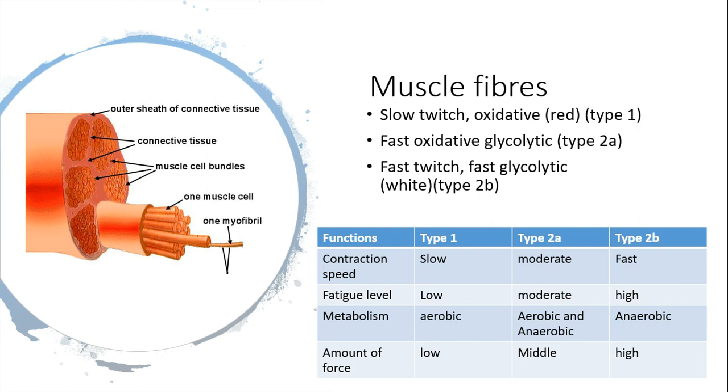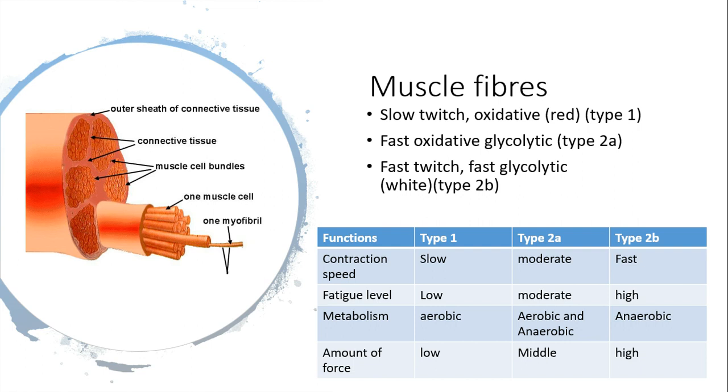Type 2B. Type 2B muscle fibers are fast glycolytic muscle fibers. These produce a very high force and speed of muscle contraction. These are white muscle fibers and produce their energy by working anaerobically. However, these fibers have very low levels of endurance, so they can't contract for long periods of time, so their fatigue rate is very high.